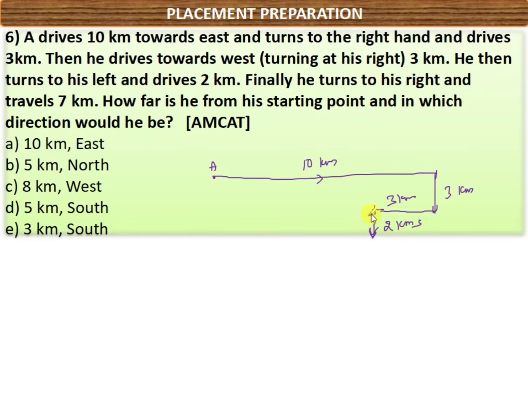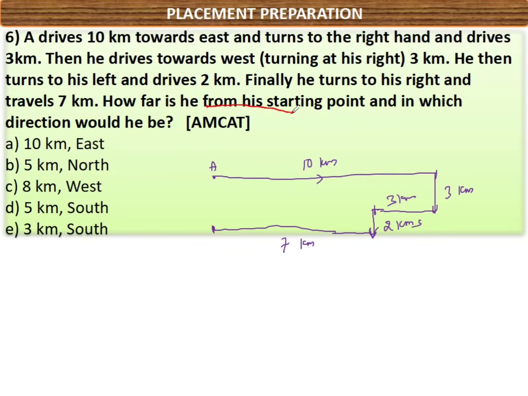Finally he turns to his right. He is coming from top. His right will be obviously our left. He turns to his right and travels 7 kilometers. Observe, from here to here is 10. This is 3. This is 7, so 7 kilometers plus 3 kilometers, total it is 10.